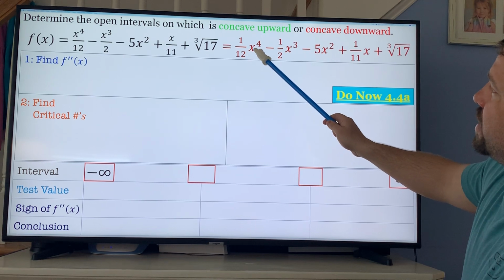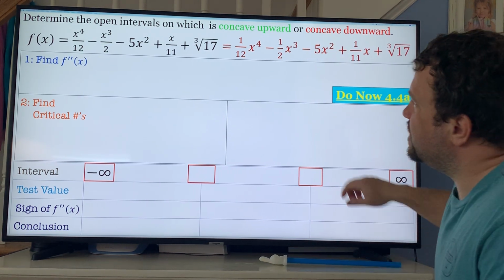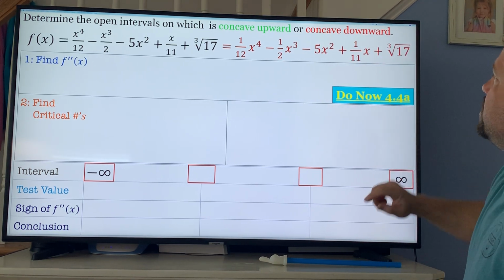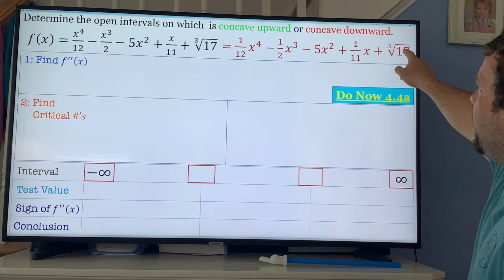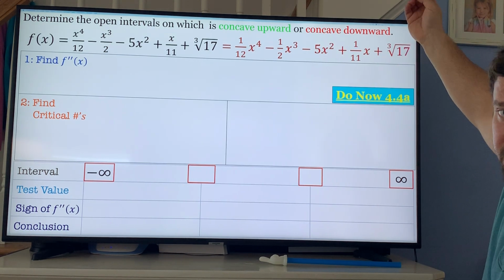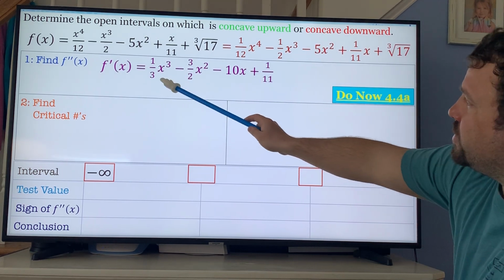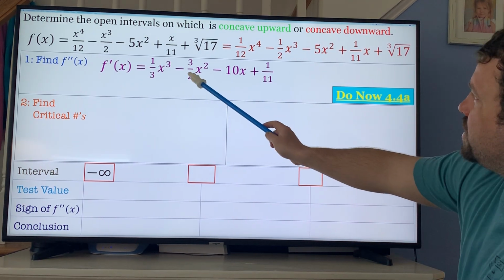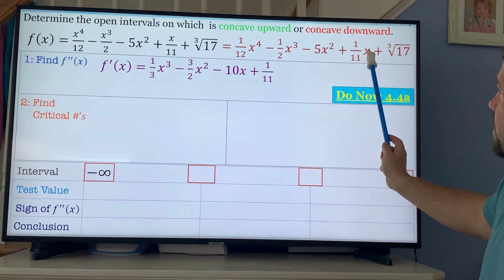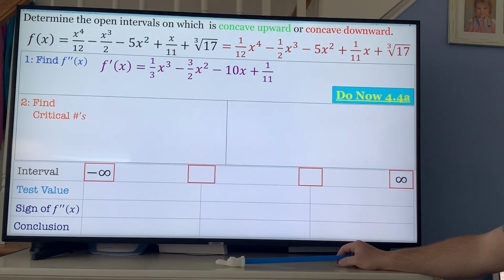1 over 12 x to the fourth, negative 1/2 x cubed minus 5x squared. All I did was I took the numbers and just put them out front. All right? Plus the cube root of 17. Why didn't I rewrite this as 17 to the 1/3? Well, this is going to become 0 anyway, it's a constant. All right, so you got 1/3. 4 over 12 is 1/3, 3 over 2, 10. This becomes 0. Oh, that's weird stuff.